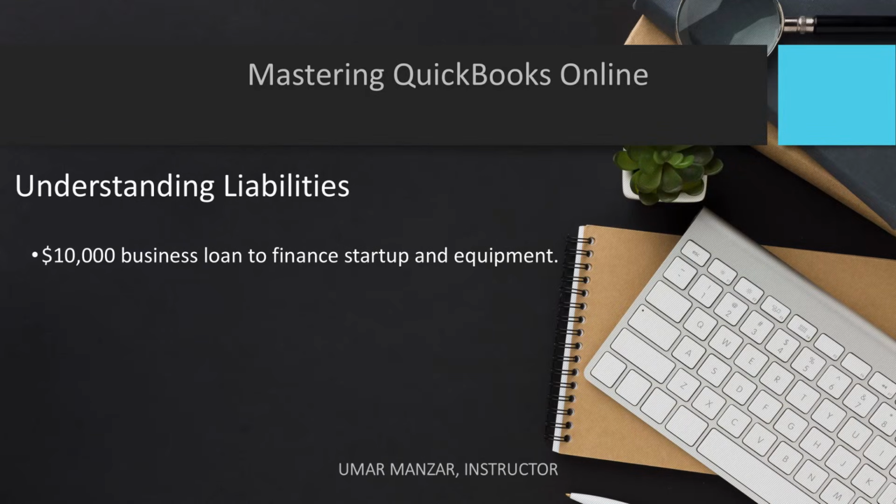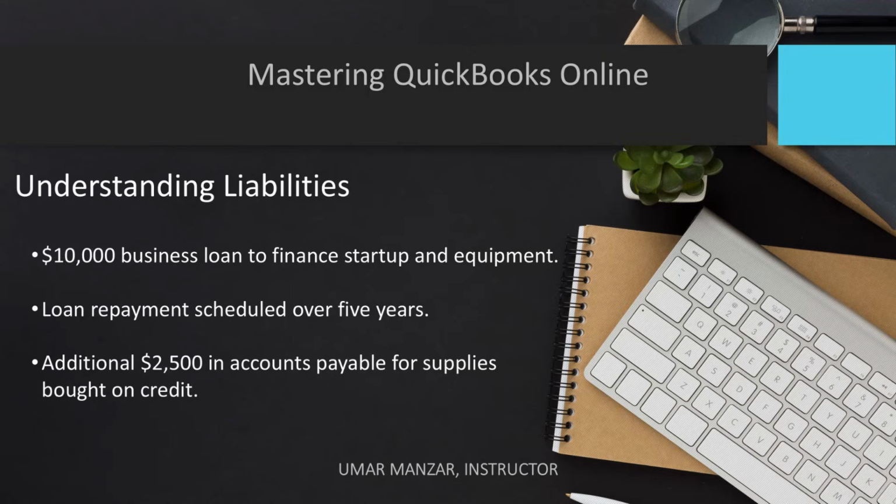Next, let's move on to liabilities. Flourish Bakery's primary liability is the $10,000 loan they took out to help finance their equipment purchases and initial operational expenses. This liability is going to be repaid over 5 years, and understanding how to manage this liability effectively is key to maintaining the company's financial health. In addition to the loan, Flourish Bakeries has $2,500 in accounts payable, reflecting outstanding payments for supplies purchased on credit.